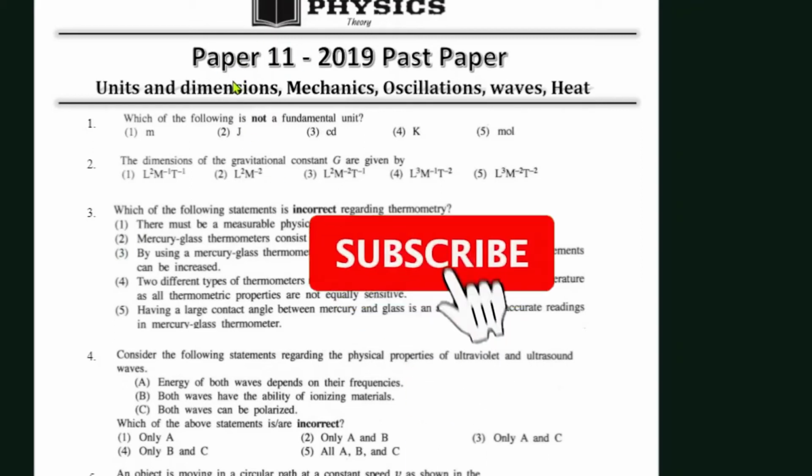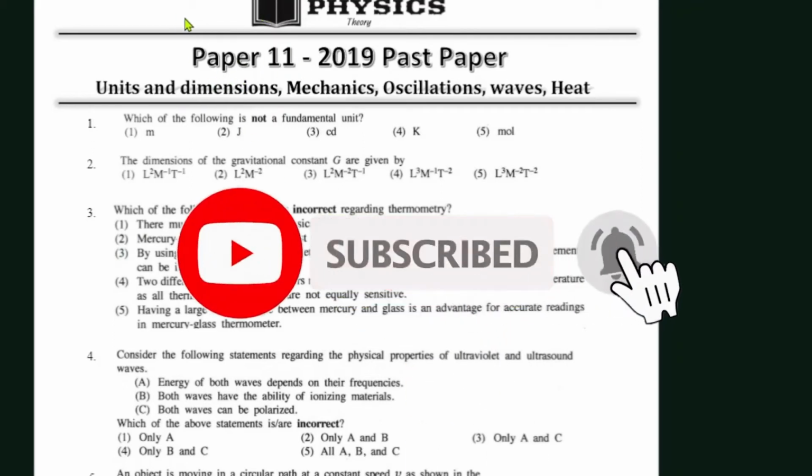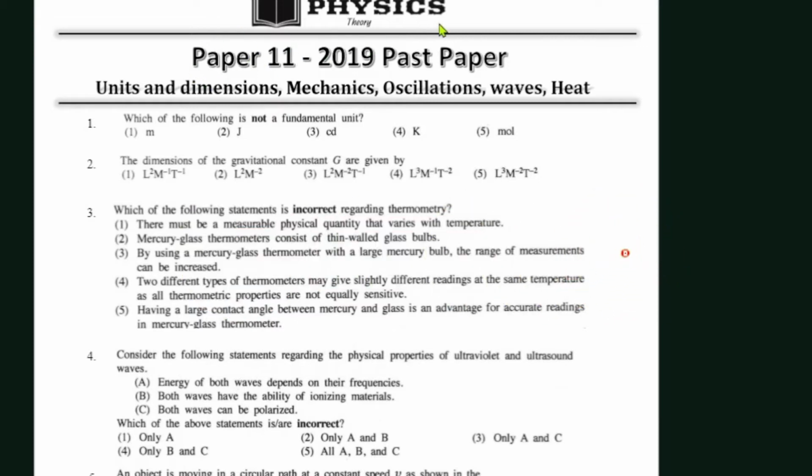So hi guys, we are back with another video. We are going to discuss paper 11, the 2019 past paper. Under it, we are going to discuss the questions related to units and dimensions, the mechanics lesson, oscillation, waves, and I forgot to mention optics as well, and then heat also.